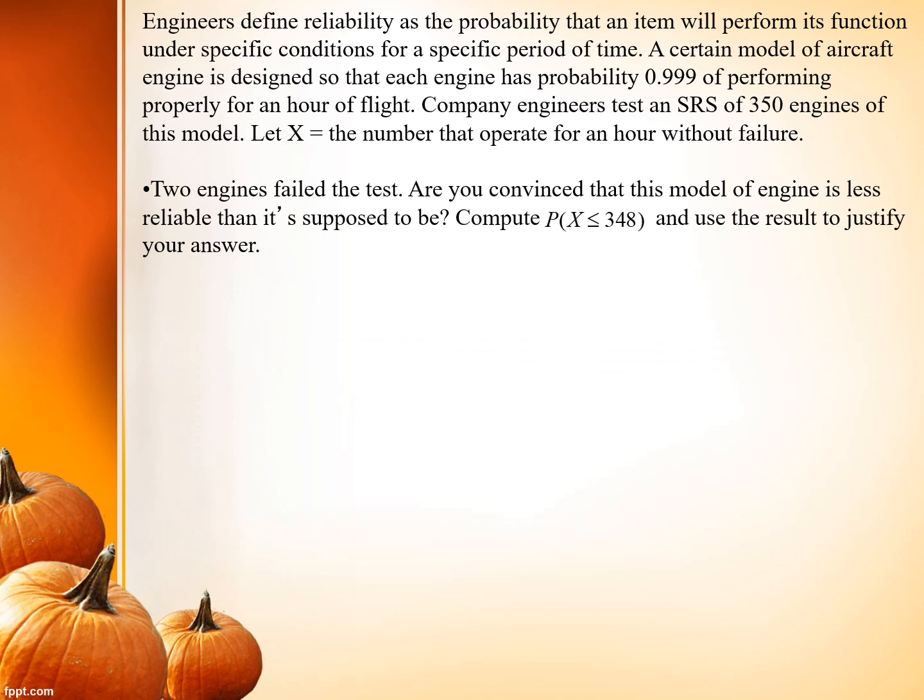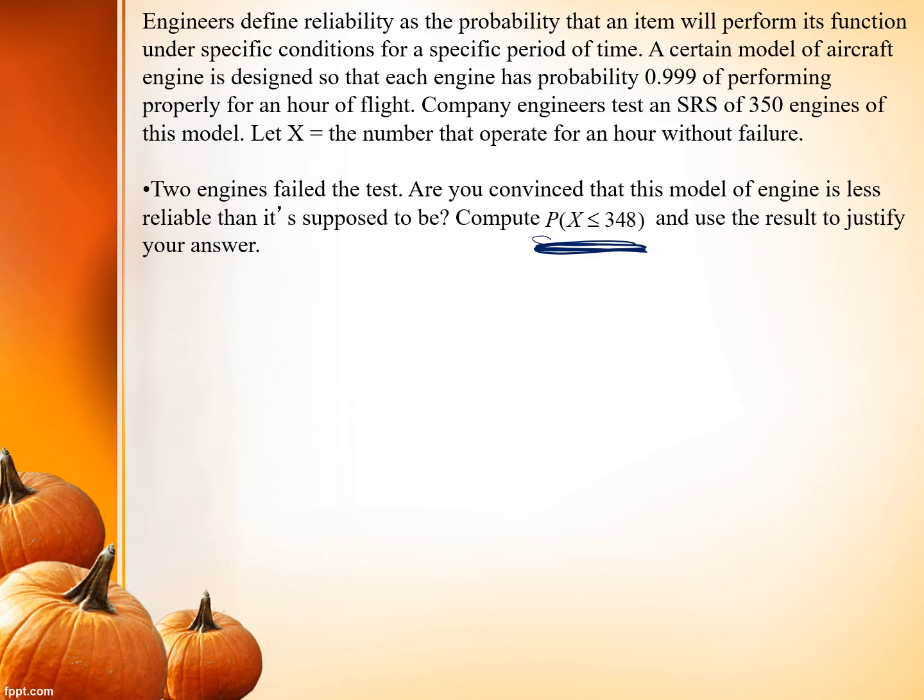So the next part of this problem says 2 engines failed the test. Are you convinced this model of engine is less reliable than it's supposed to be? And they gave us a huge gift here by saying compute x is less than or equal to 348. They don't always do that. So where did they come up with that? They're like, look, 2 engines have failed. That means 348 are good. We want to know what is the probability that we could possibly get 348 engines that are good or even less than that. So they're looking at x is less than or equal to 348.